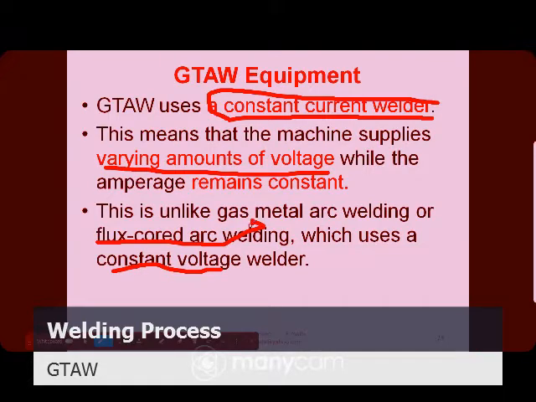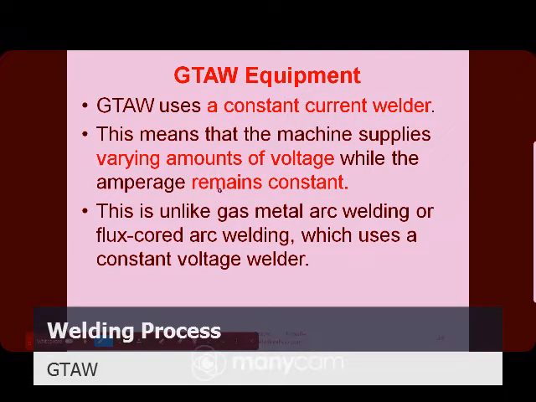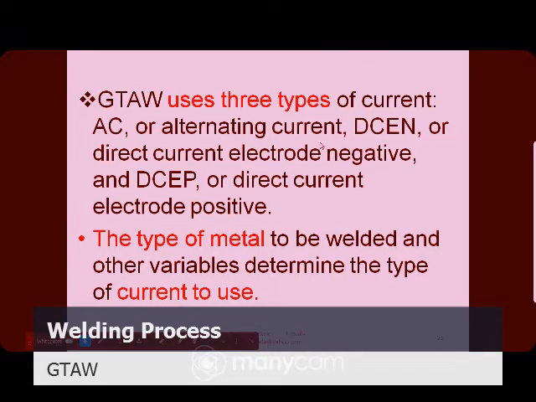But in gas tungsten arc welding, what does it use? It is a constant current. So this means that while welding with gas tungsten arc welding, the welder sets the current on the machine prior to the welding, and then the machine calculates the amount of voltage which is suitable for that constant current.